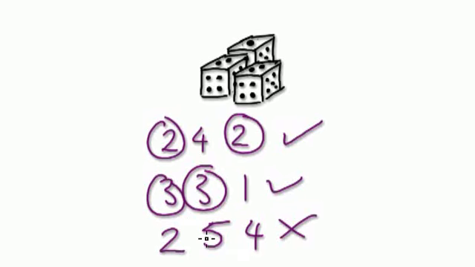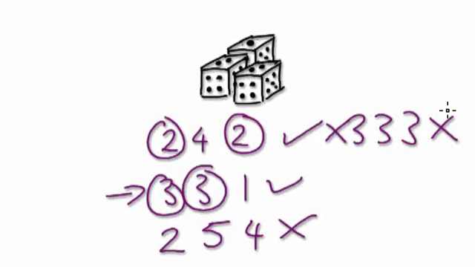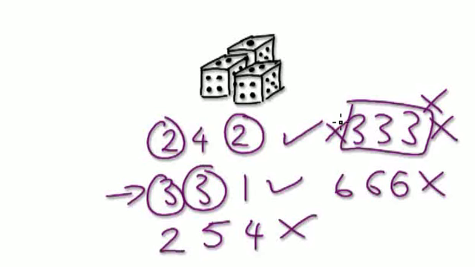This is a bad outcome. There's no double here. You could argue that 3, 3, 3 is a double, but for our situation, for argument's sake, let's just define this as not a double. A double has to be exactly a double, so this would be a bad outcome. Getting a 6, 6, 6 would also be a bad outcome. For what we're doing, this is classed as not a double.